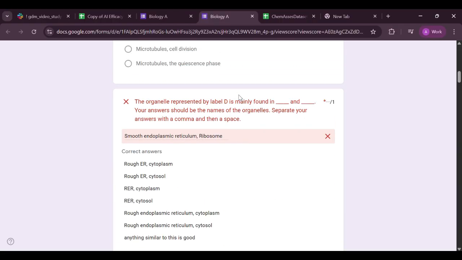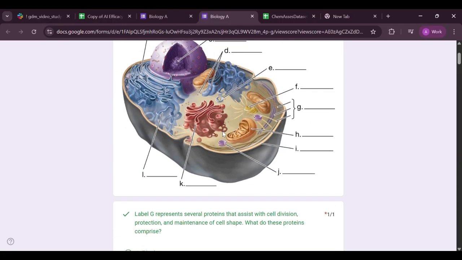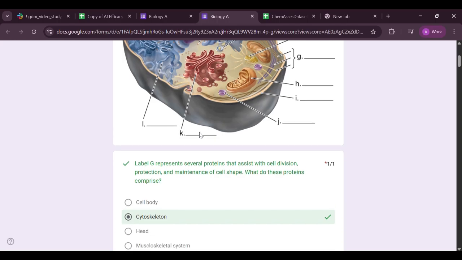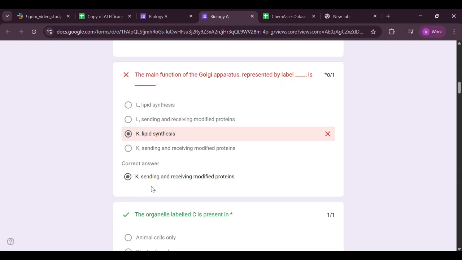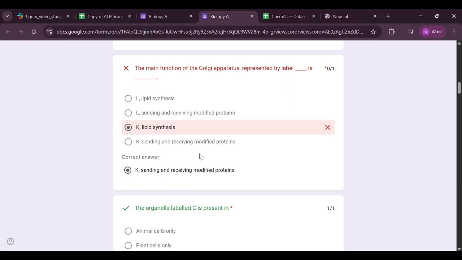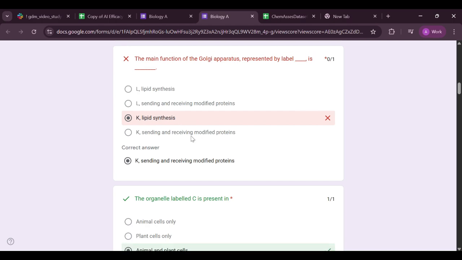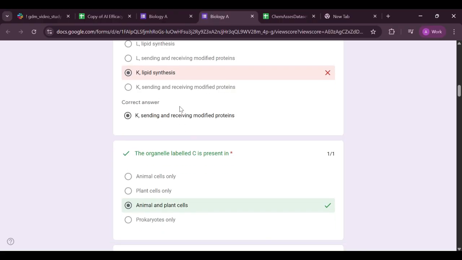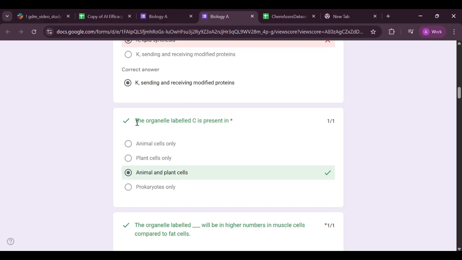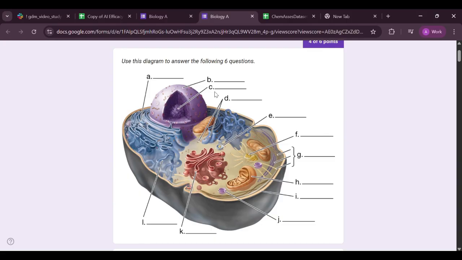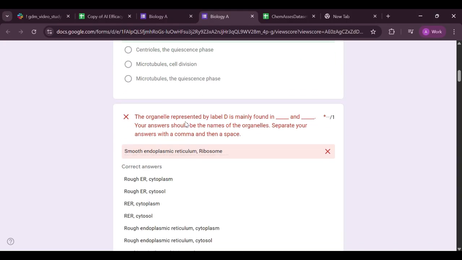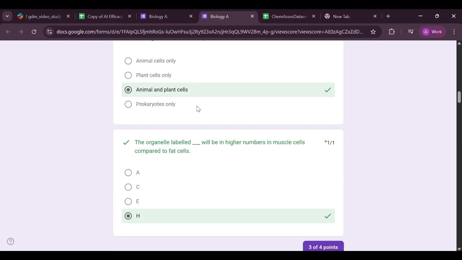So, as we are right, this K is called the Golgi apparatus, and the main function of this is sending and receiving modified proteins. I had answered lipid synthesis, which was the case earlier in the pre-test, which was totally different from here. Okay, the label C is present in, it is none other than the nucleolus, which is present in the nucleus, which is present in both plant and animal cells. So here, this answer is correct for me.